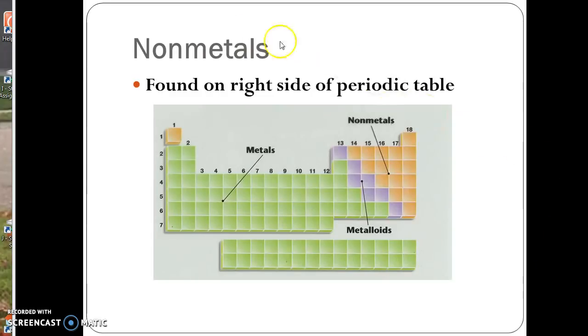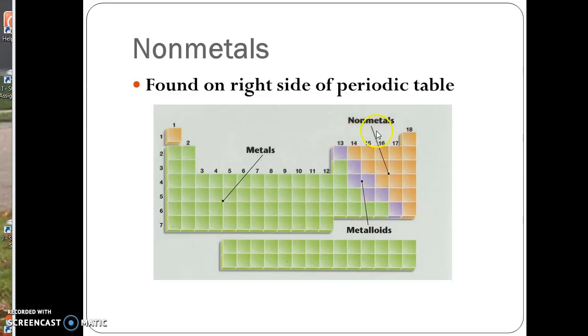Our next category is nonmetals. These are found on the right side of your periodic table. Again, might be helpful to grab a colored pencil, pause the video and shade in these elements and label them as nonmetals. There's one nonmetal hanging out over here that doesn't necessarily follow the pattern. But again, all these nonmetals are grouped together on the periodic table because they're going to share similar properties.